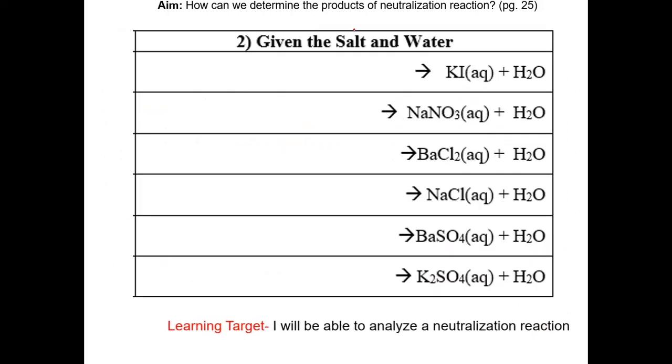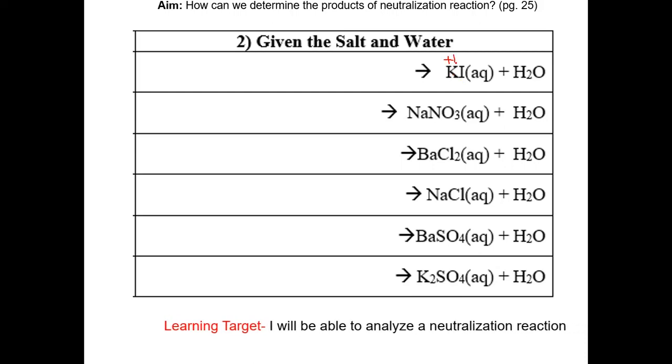For part 2, you're given salt and water, which is the products of a neutralization reaction. Predict the reactants, which are the acid and the base. To get the acid and the base, you have to work backwards. In question 1, you're given potassium iodide, which is the salt, and water. The first step is to identify the charge of each of the ions.